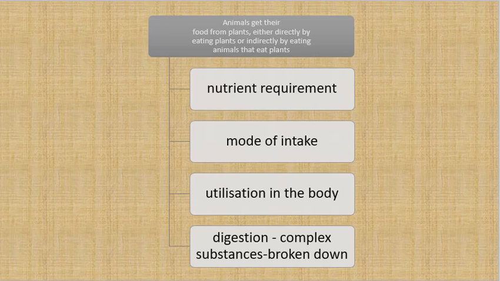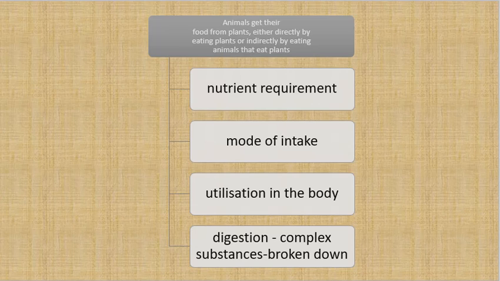Animals and living beings get their food from various parts of the plant where plants store their food. Sometimes animals eat other animals also. We have the carnivores or omnivores where we eat the chicken or the lamb or the buffalo meat.